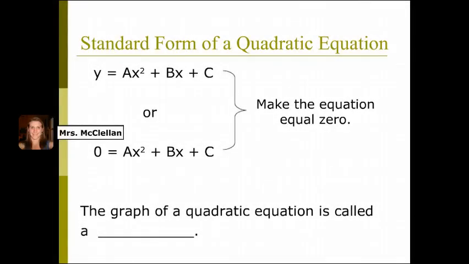The standard form of a quadratic equation is y equals ax squared plus bx plus c. You could also set the equation equal to 0 and say that 0 equals ax squared plus bx plus c. The graph of a quadratic equation is called a parabola.